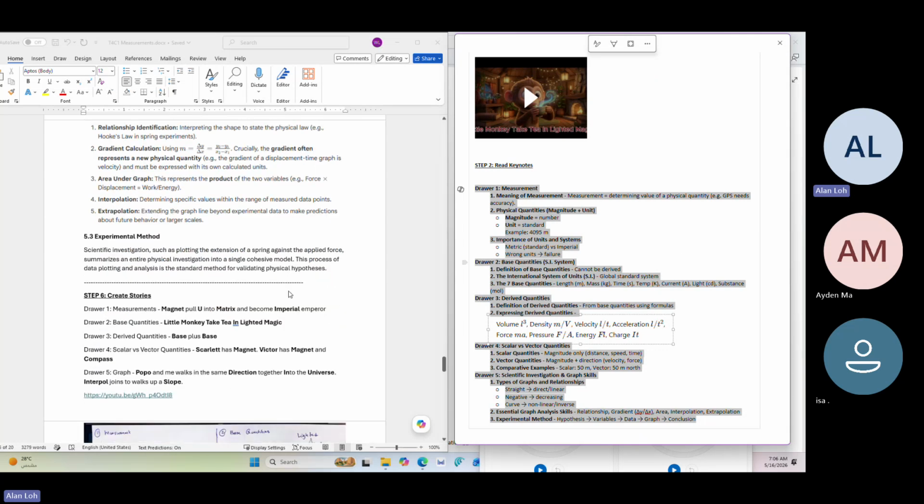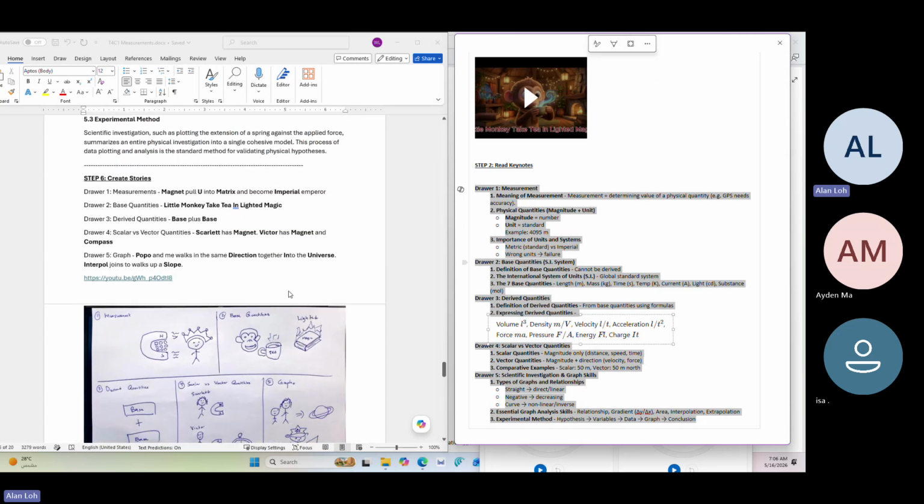So now let's move to another level. We want to improve your drawers 1, 2, 3, 4, 5 to 60% by creating a short story for each of the drawers to help you remember the key concept in each drawer. All right.